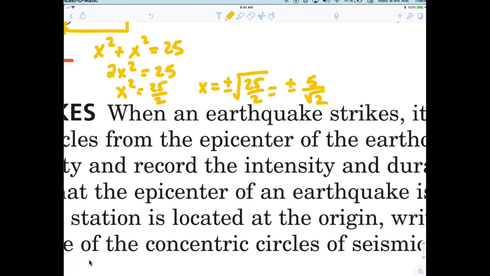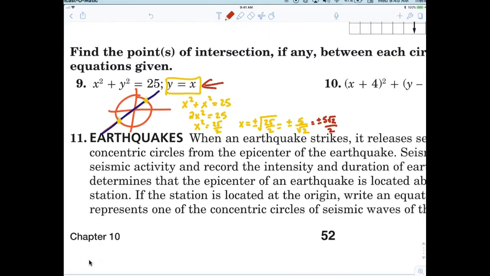Now, we don't normally leave our answer as 5 divided by radical 2, so we would leave it as 5 radical 2 over 2. Now, from that, I have the x coordinate. I need the y coordinate. The y coordinate from the original says y equals x. So it's the same thing. The x and y coordinate are the same. So the point of intersection would be 5 radical 2 over 2, comma, 5 radical 2 over 2.